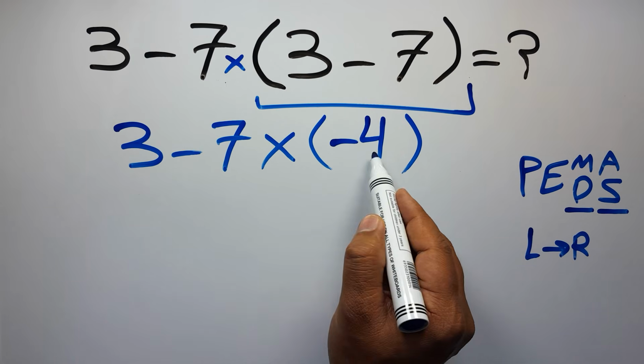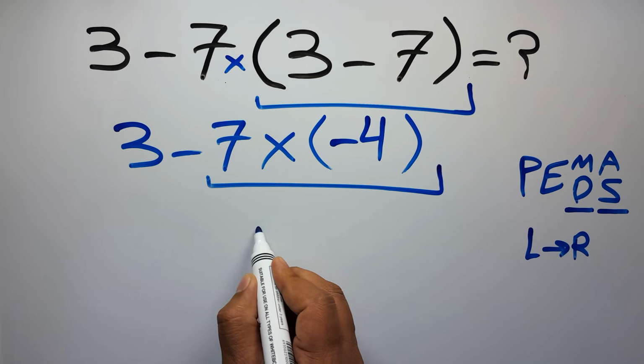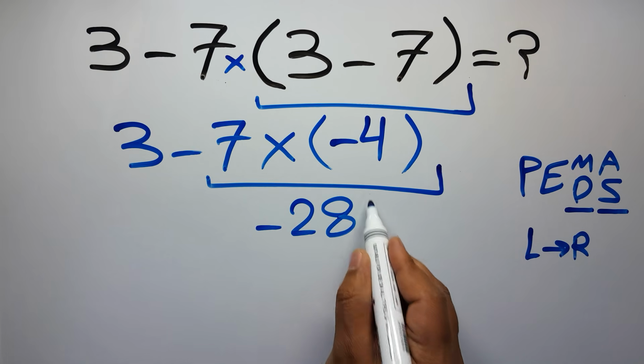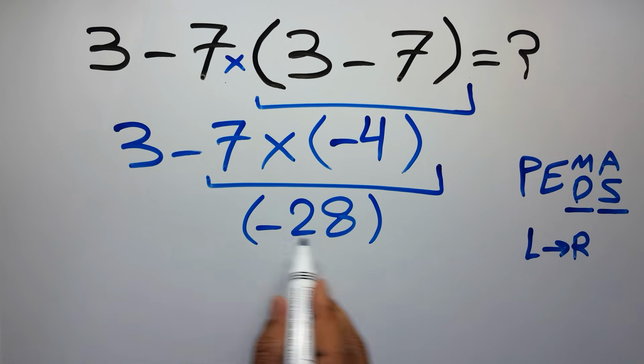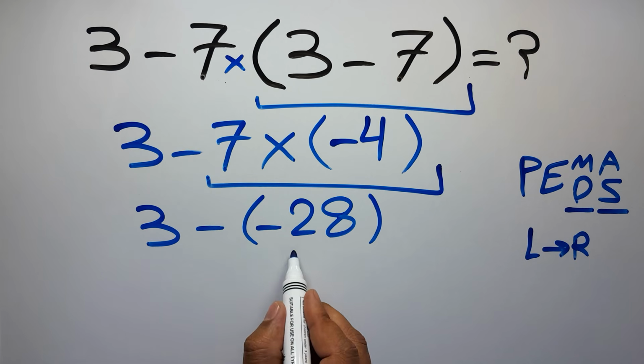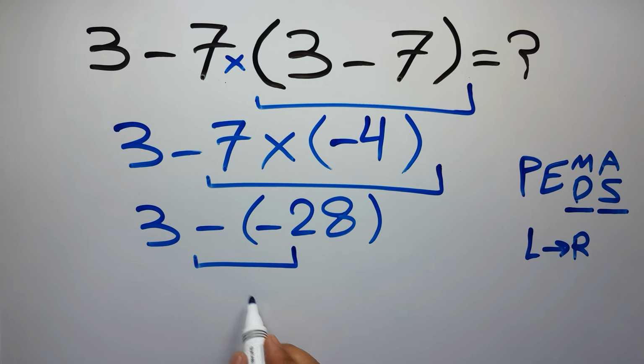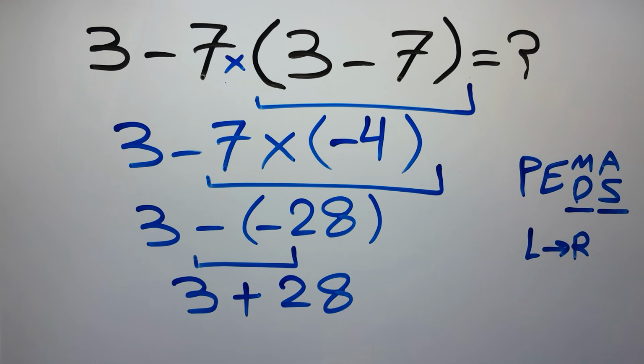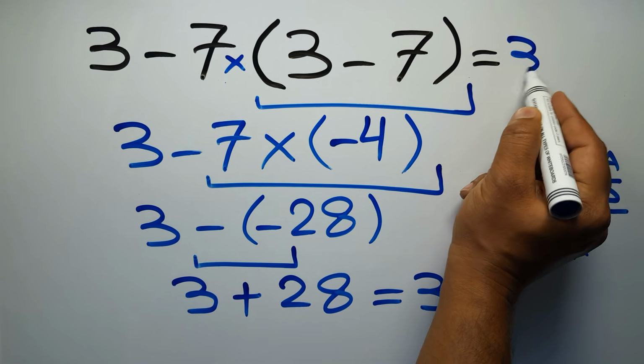7 times negative 4 gives us negative 28. So 3 minus negative 28. Now, negative times negative gives us positive. So we have 3 plus 28, which equals 31. And this is our final answer to this problem. The correct answer is 31.